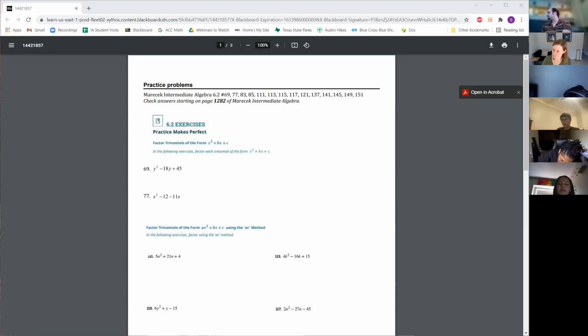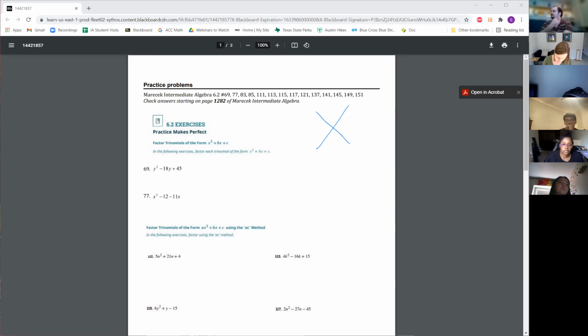I did it, but does it matter which one has the variable? Because you know how in 69 we did 45 and we were trying to check which ones add up to -18, but in 77, 12 doesn't have a variable. I used 12 to find which ones add up to -11. So it doesn't matter which one has a variable. It has to be in standard form is what we call it.